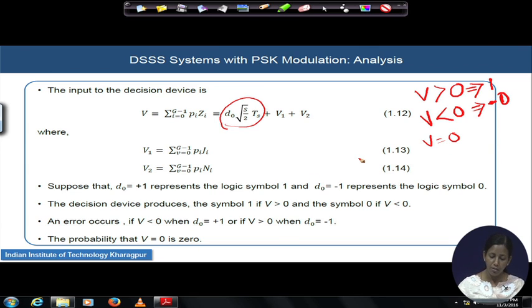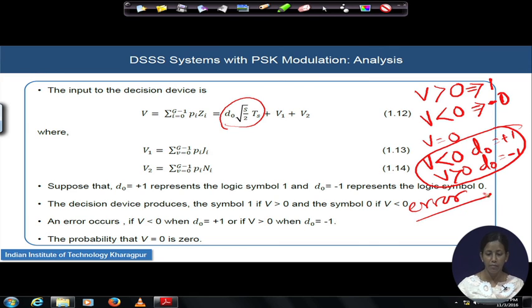And an error occurs when V is less than or equal to 0 when the transmitted value was actually plus 1, and V is greater than 0 when the transmitted value d 0 was exactly minus 1. So, whatever you transmitted, because of the high impairments from the jammer as well as from the noise components, if it brings down the value of V in such a way that it goes below 0 when the actual data transmitted was 1, then you will get an error in the decision process.